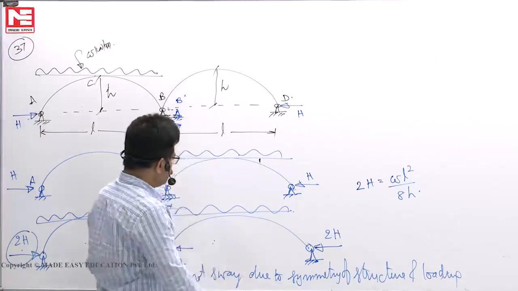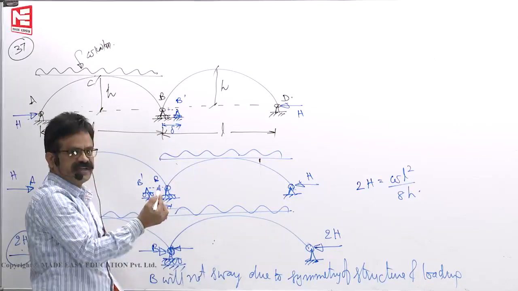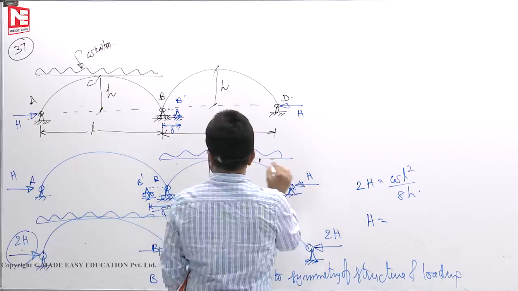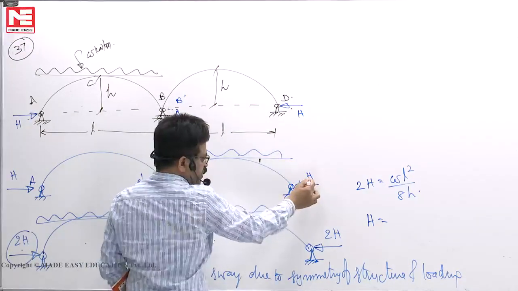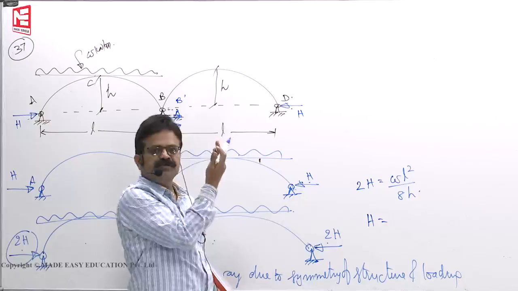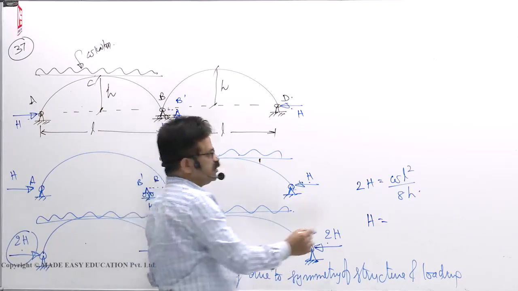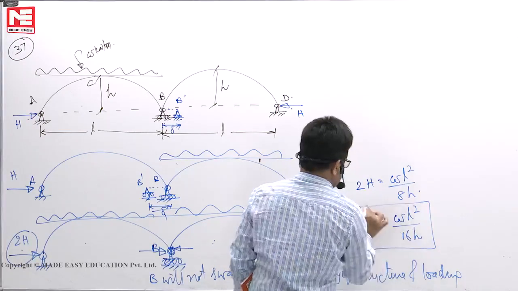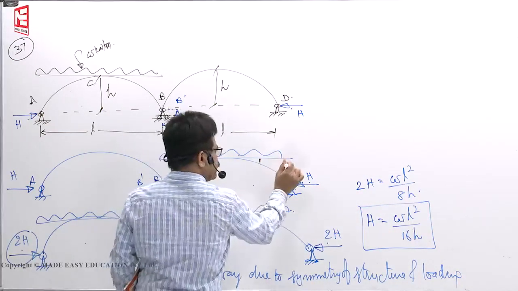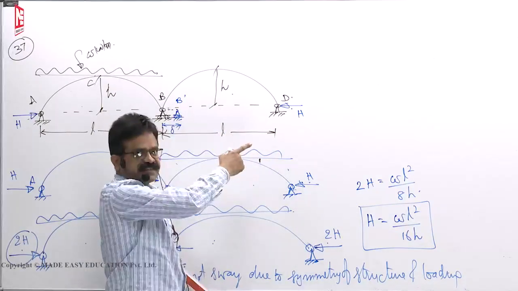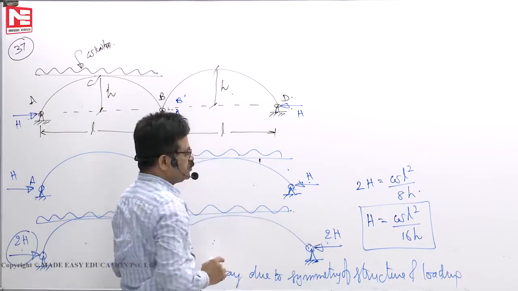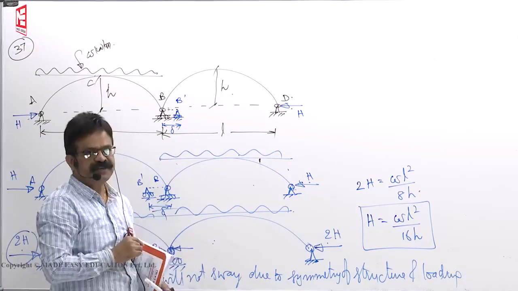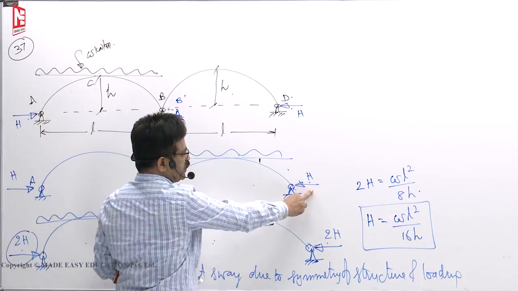Now, if I remove one loading, let us say, then only half the horizontal thrust I can get. What is H for this case? So, this is some H, this is some H. For this it is 2H. If I remove one load, I can take it as only H. So, you will get WL square by 16H. This much will develop for either this case or this case, WL square by 16H. If you load both, it will become 2H, whose value is WL square by 8H. Otherwise, it's only H here.